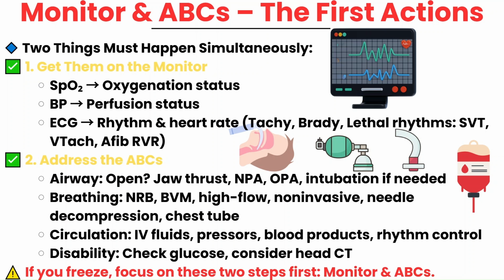For circulation, assess perfusion and intervene early. This may mean IV fluids, pressors, or blood products depending on the situation. If the patient has a rhythm issue, manage it with medications, cardioversion, or defibrillation if indicated. For disability, quickly check a point of care glucose and consider a head CT if there's an altered mental status. If you ever feel overwhelmed or freeze, just focus on these two things first. Get them on the monitor and start thinking, are there any immediate ABC concerns that need to be addressed?